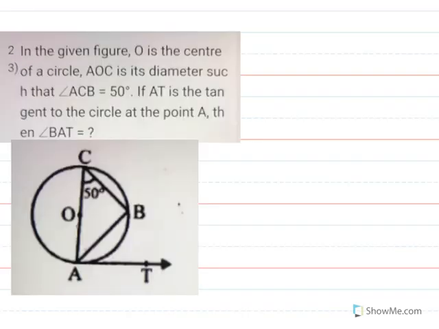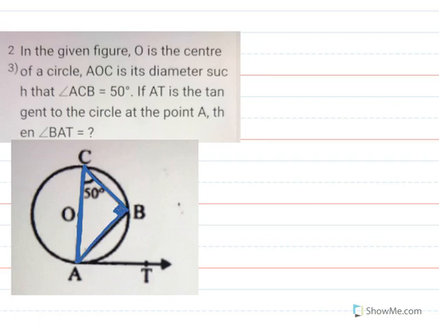Now for this, it's given that in the given figure, O is the center of the circle, AOC is a diameter. Now let's mark AOC as a diameter. Now remember, if AOC is a diameter, that means this angle will be 90.